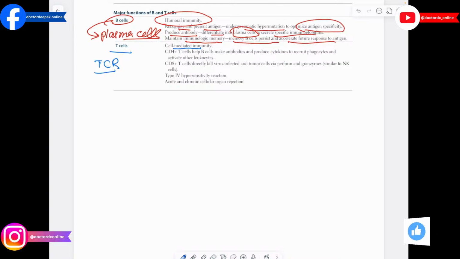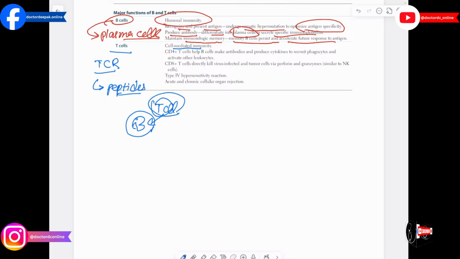And the key factor is that the T cell only recognizes peptides. What is antigen presentation to the T cell? The T cell only recognizes antigen when presented. For example, this is one microorganism and a T cell is standing there. It will not attack or do anything with this microorganism because it is in its own attitude. It will say, first anyone come to me and give some presentation, then I will attack that microorganism.